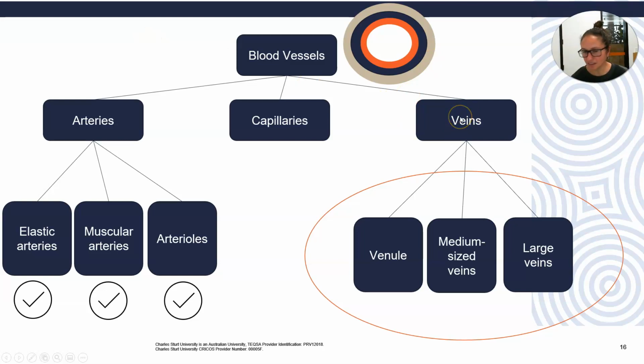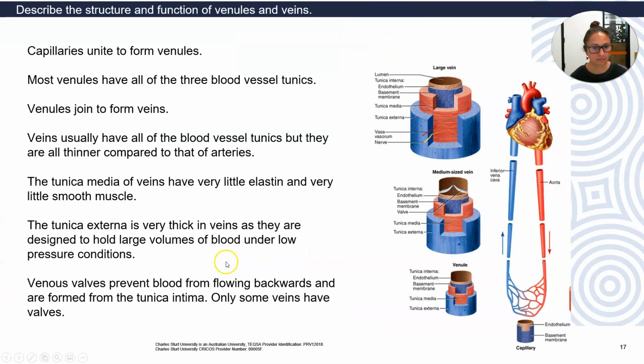Okay, so as you can see here, there are three kinds of veins: large veins, medium-sized veins, and venules. So there are three different kinds. The capillaries form venules, and then venules form veins, and then medium-sized veins form large veins. Veins have all of the tunics that we were talking about before, all the three tunics.